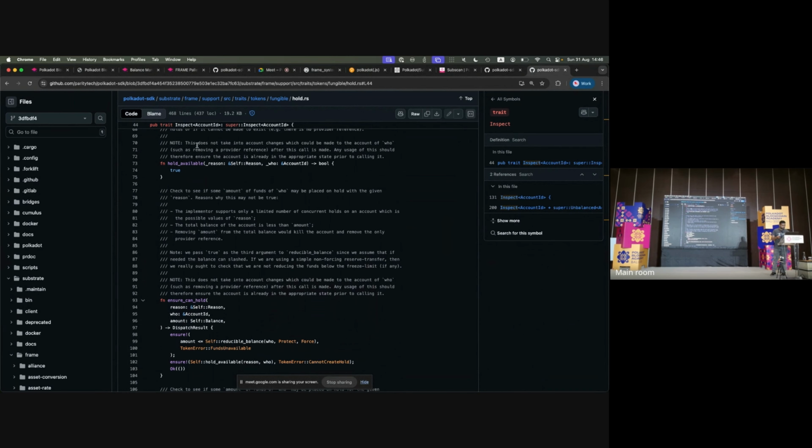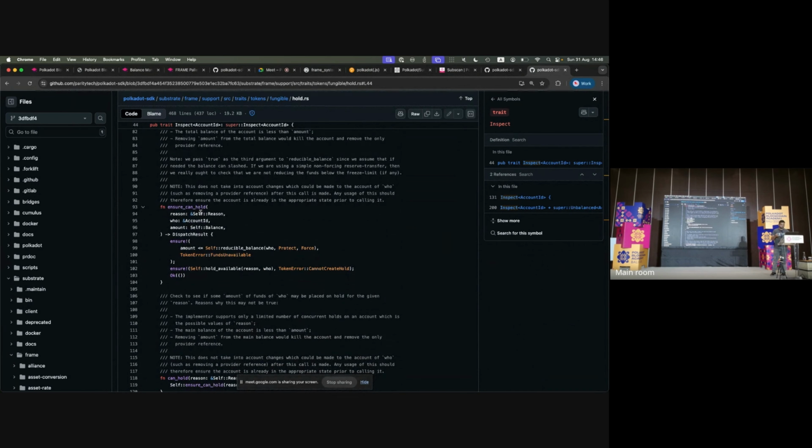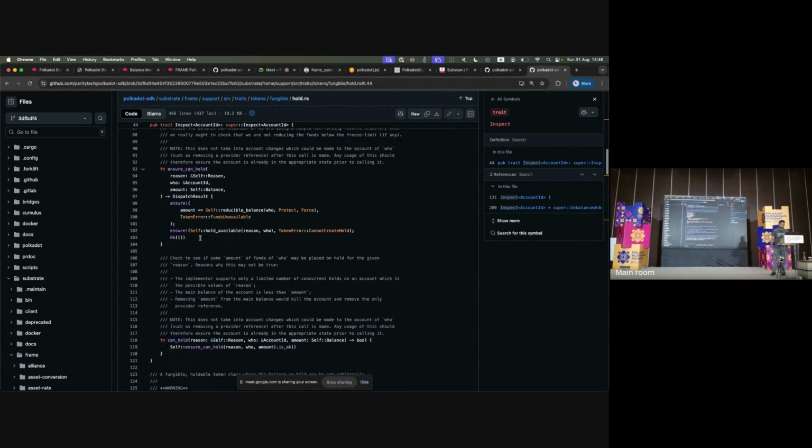Is there a hold for this account? Ensure it can hold, so it will give an error if you try to hold, so it's like a dry run of whether you can hold something. Does not mutate. This is the inspect trait, it does not mutate. It just kind of dry runs whether you can hold it.